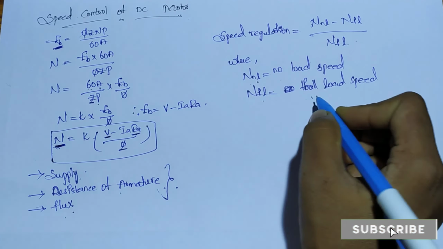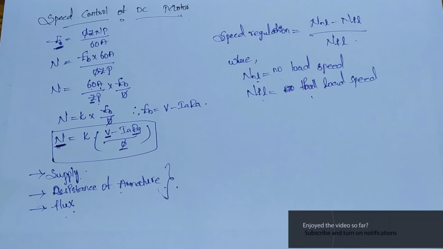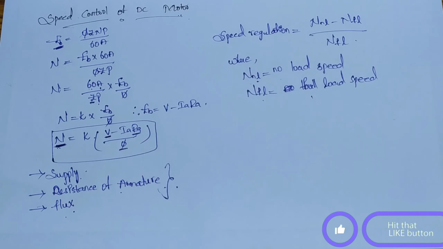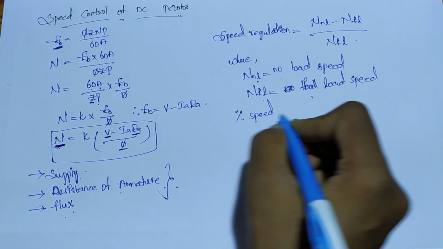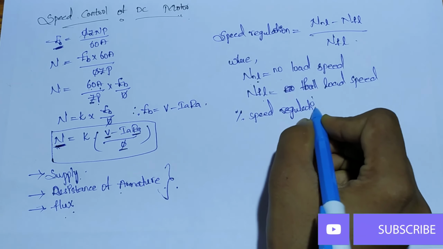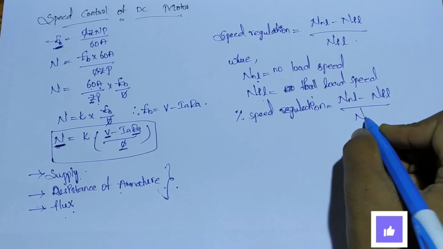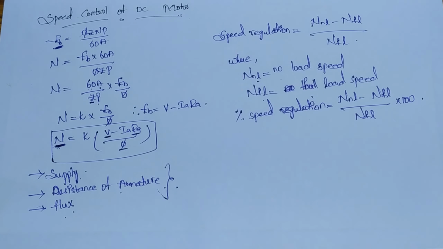In general we study the characteristics of the DC series motor and shunt motor. In that, we have a constant speed for a DC shunt motor. So we can conclude that a DC shunt motor has good speed regulation, because it has a constant speed. And we can find the percent speed regulation: percent speed regulation equals N_NL minus N_FL by N_FL into 100.